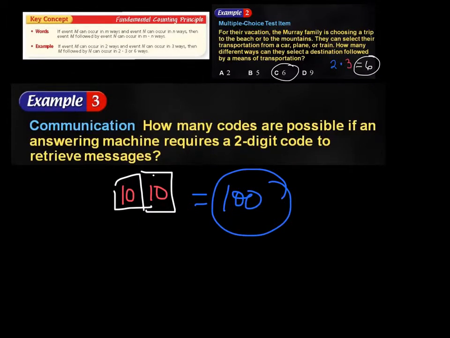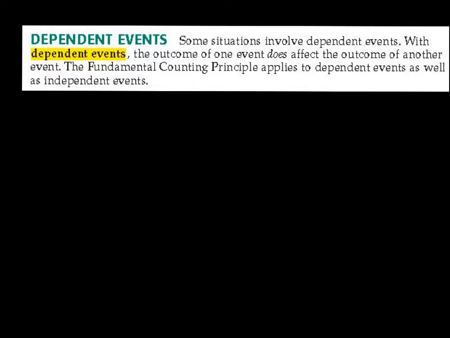Okay, so far we've been looking at independent events. Like I kind of said, they could have repetition, that made it independent. If they could not have repetition, that becomes a dependent event. With dependent events, the outcome of one event does affect the outcome of another. The fundamental counting principle still applies.